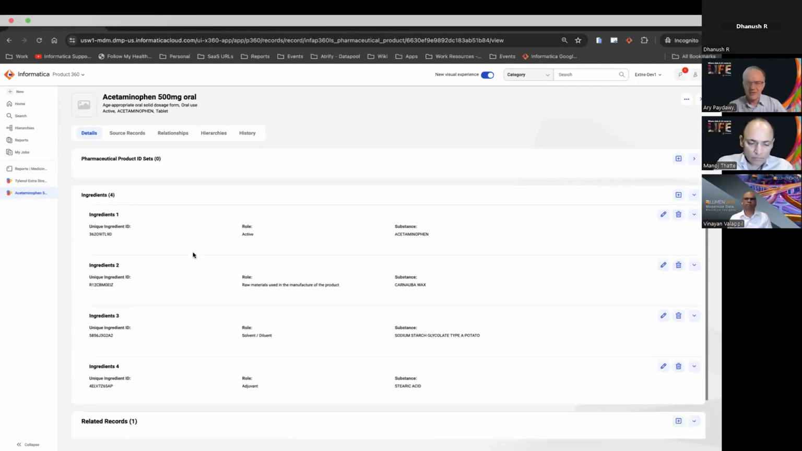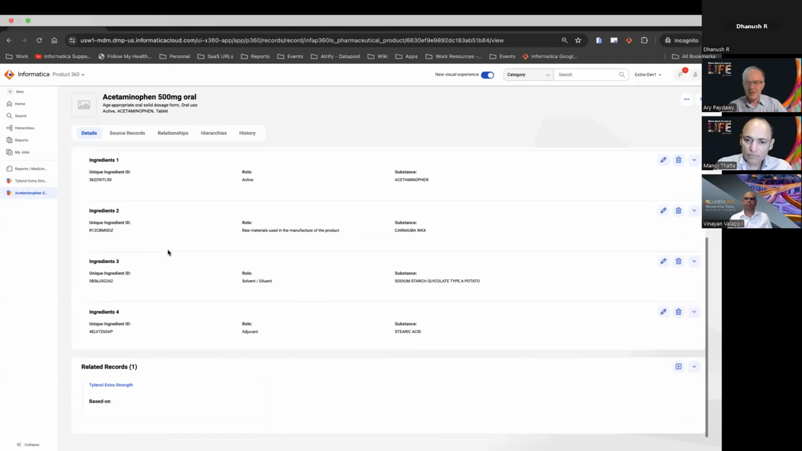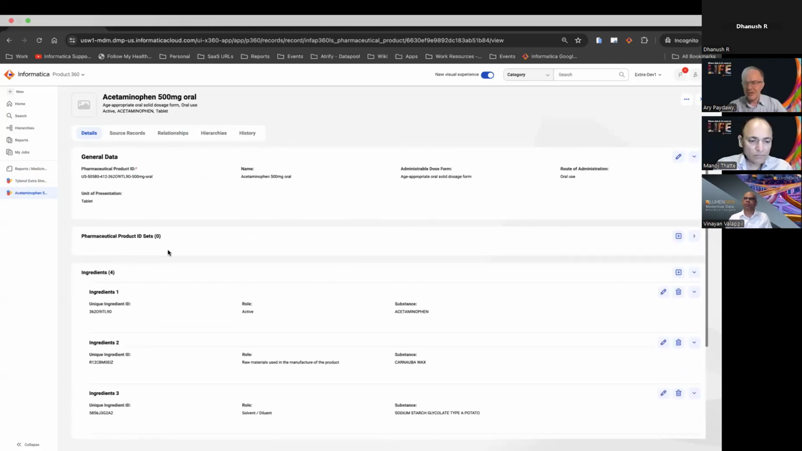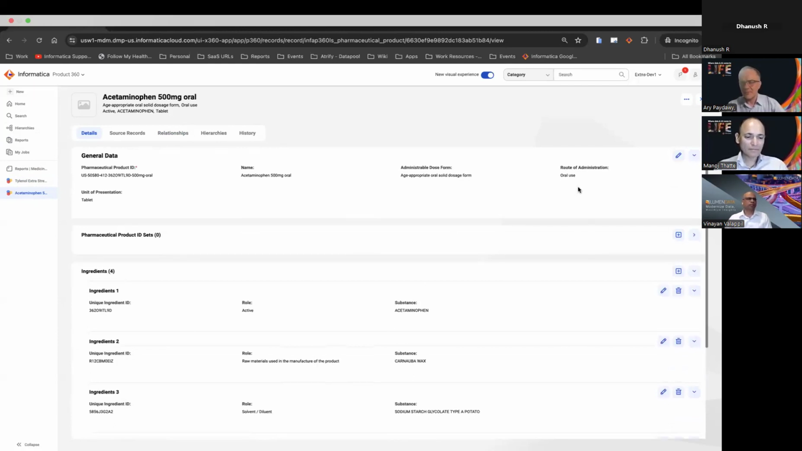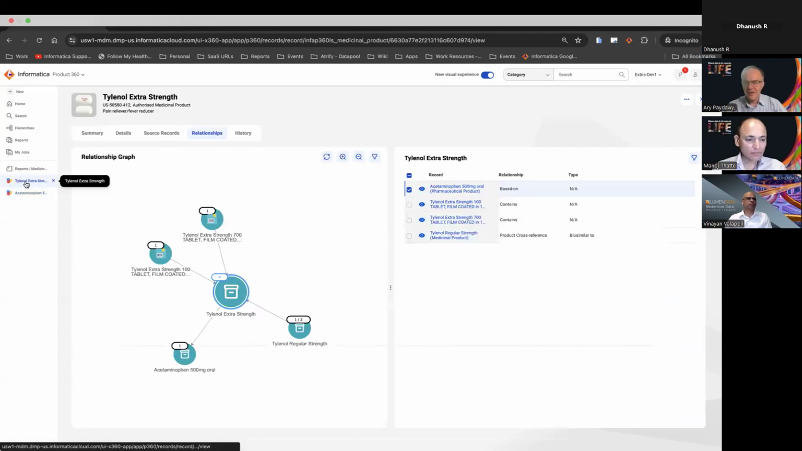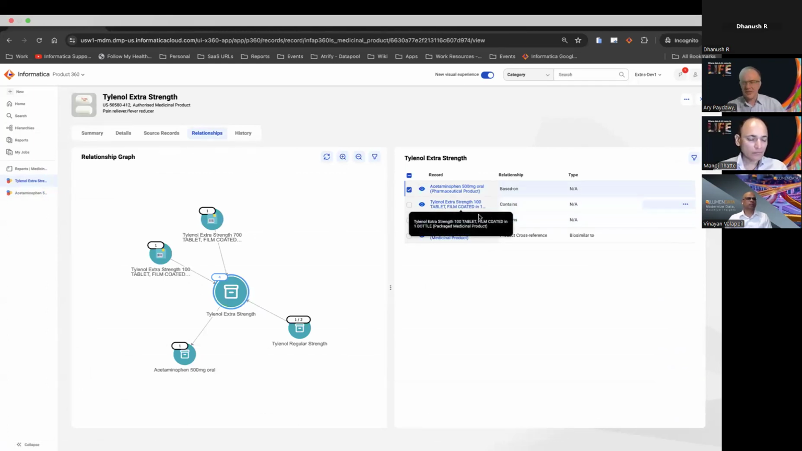You're looking at the ingredients information at this level. You're looking at, for example, what is the dosage form at the pharmaceutical level? What's the route of administration for this pharmaceutical product level? If I go back to my medicinal products, now I can look at this specific product, which has been packaged in two different ways, the 700 tablet and the 100 tablet. Let's go ahead and take a look at that.